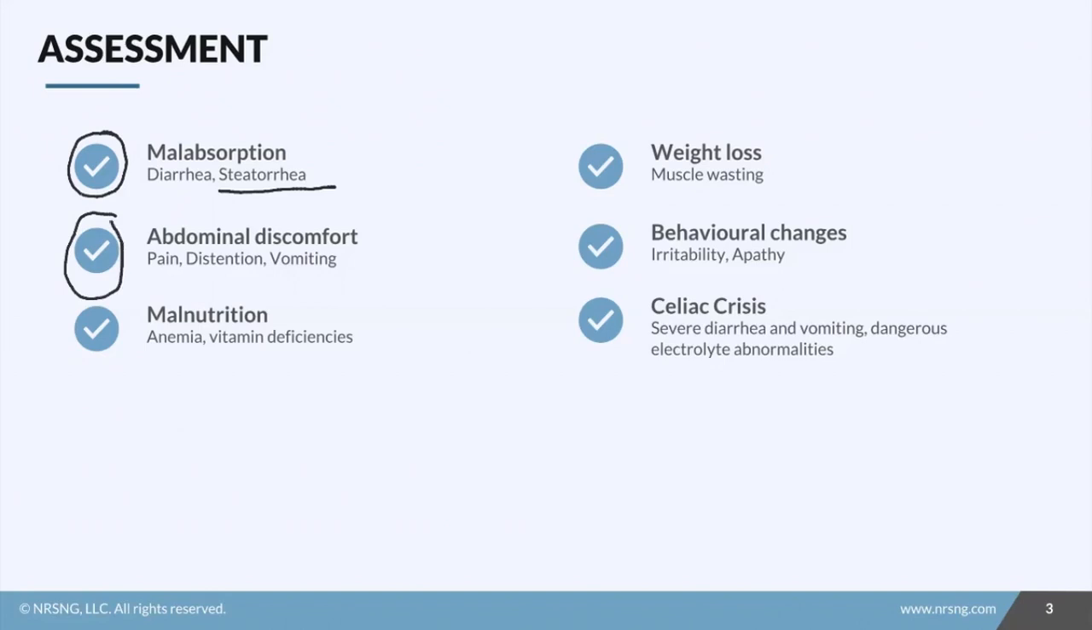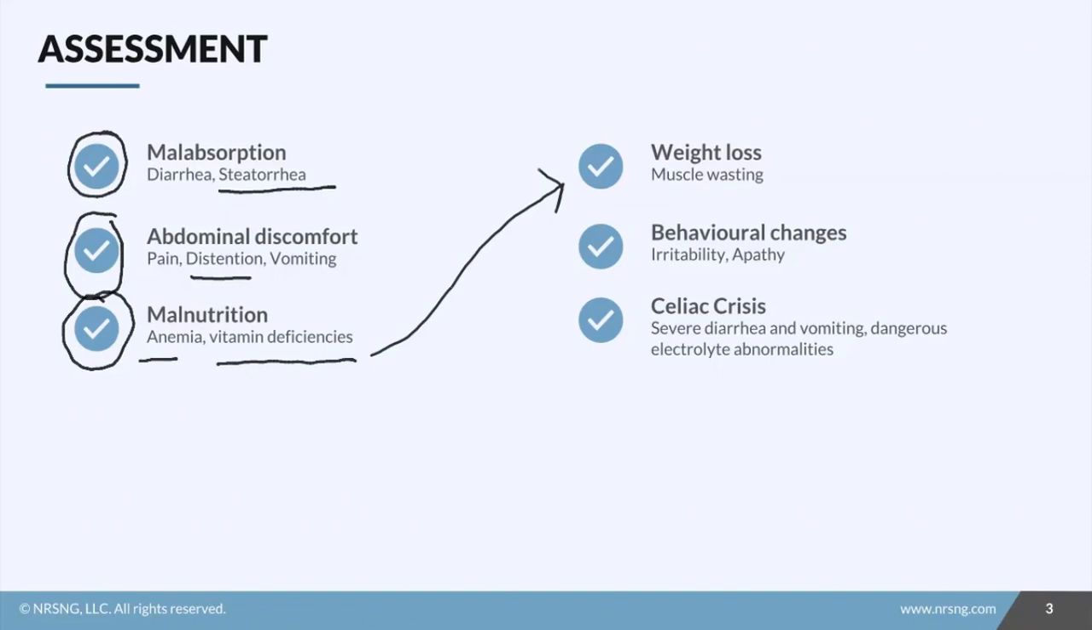The next thing we're going to be looking for because of malabsorption is abdominal discomfort. That's usually a generalized abdominal pain, and you may also notice some abdominal distension on the child. Kids with celiac disease are also going to have problems with their nutrition, again because they're not absorbing things. This usually presents as anemia and vitamin deficiencies. You're also going to see weight loss and even muscle wasting. These children may have a distended abdomen, but their buttocks look concave or wasted because they don't have that muscle mass there.